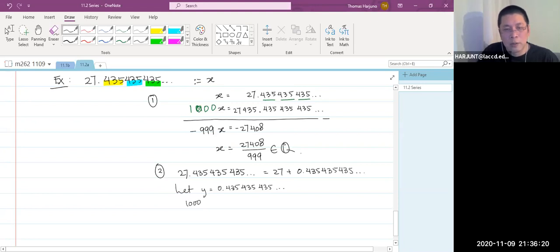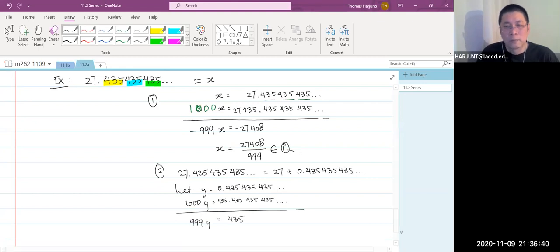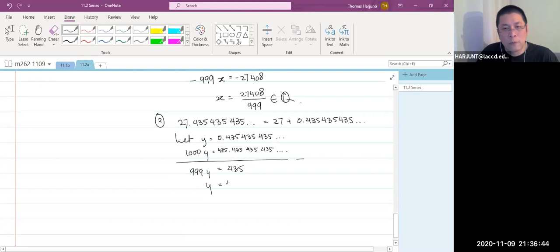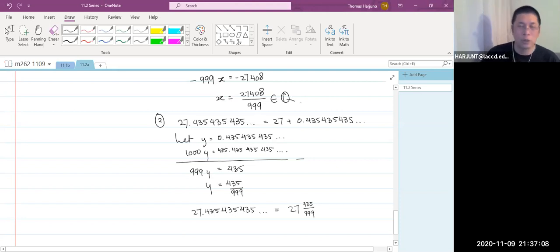So 1000y is 435 repeating, which when I subtract, let me subtract that backward, 999y equals 435. So y is equal to 435 over 999, and therefore 27 point something is actually 27 and 435 over 999. Again, you can surely reduce that.